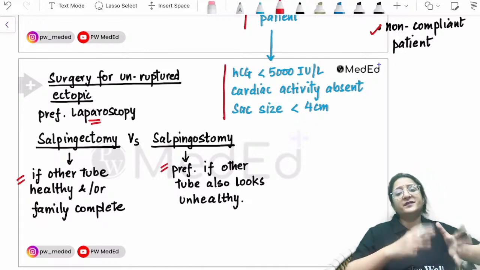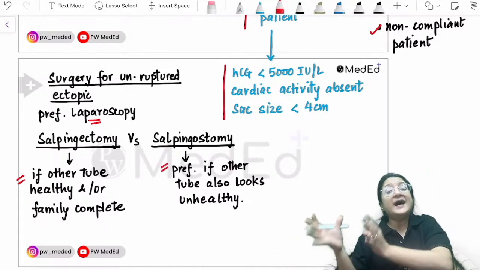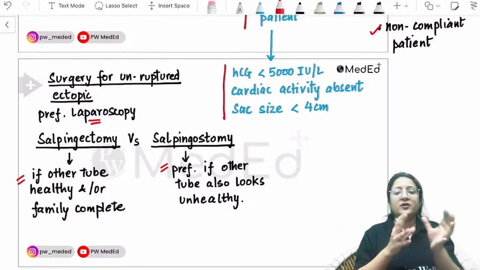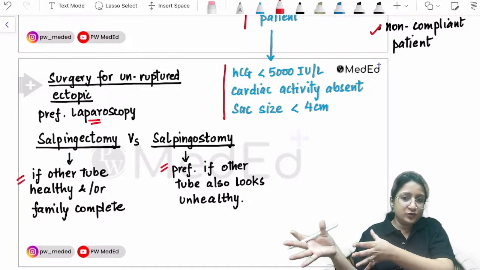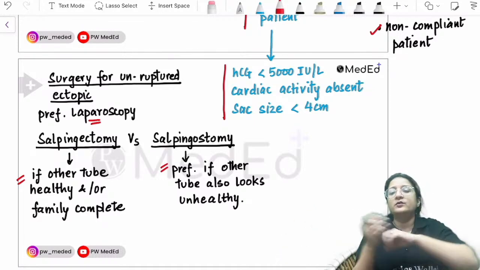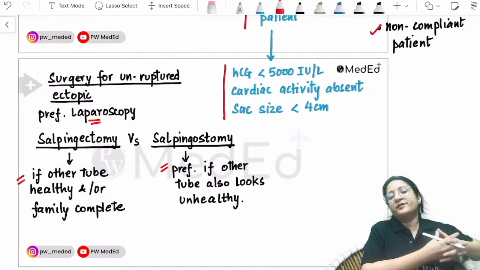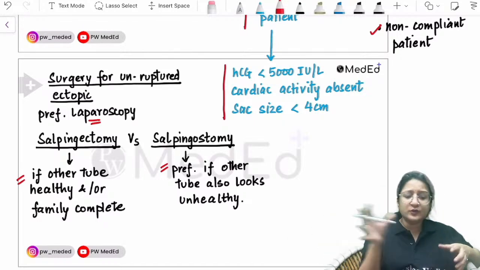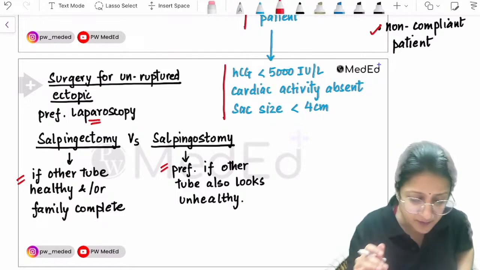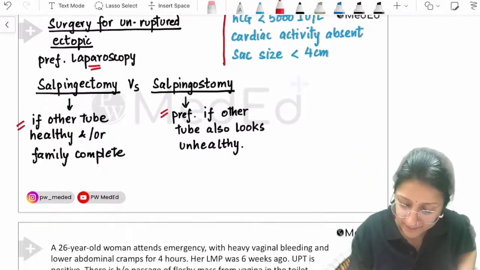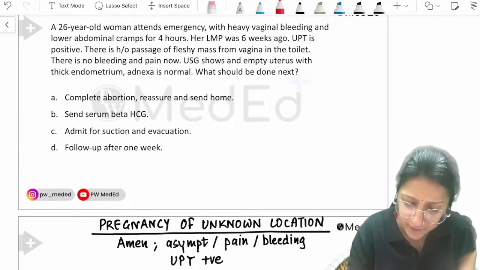Salpingostomy is preferable if the other side tube, which is uninvolved, looks very unhealthy. So on one tube there is the ectopic, and the other side tube looks unhealthy, and I don't know if it will be able to do the job of creating a pregnancy. So if the other tube also looks unhealthy, then salpingostomy is preferred. So that is in summary about the medical management of ectopic pregnancy.